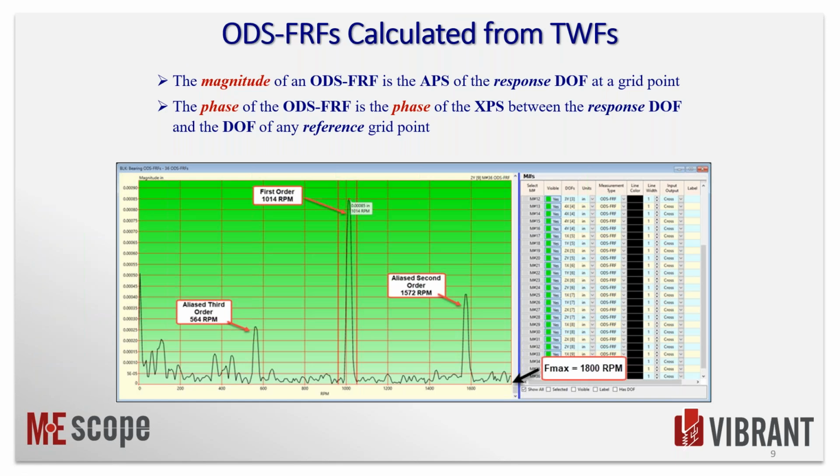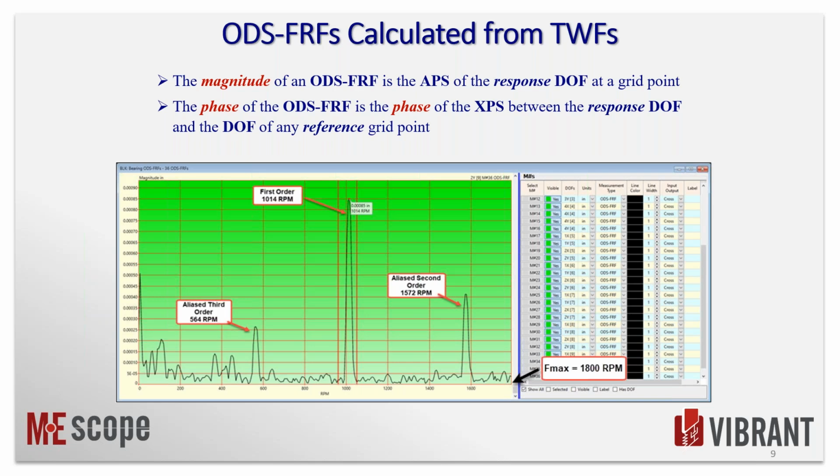Now, let's talk about ODS-FRFs calculated from the time waveforms. Again, we showed in an earlier slide the magnitude of the ODS-FRF is the auto power spectrum of the response DOF at a grid point. So every grid point, we got vertical, horizontal motion. The phase of the ODS-FRFs is the phase of the cross power spectrum between the response DOF and a reference.